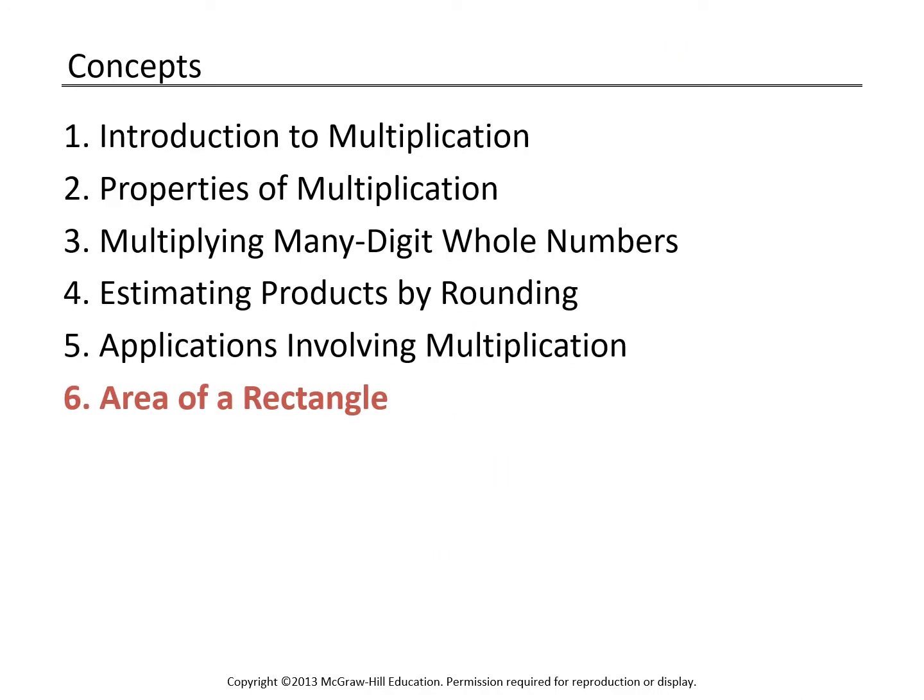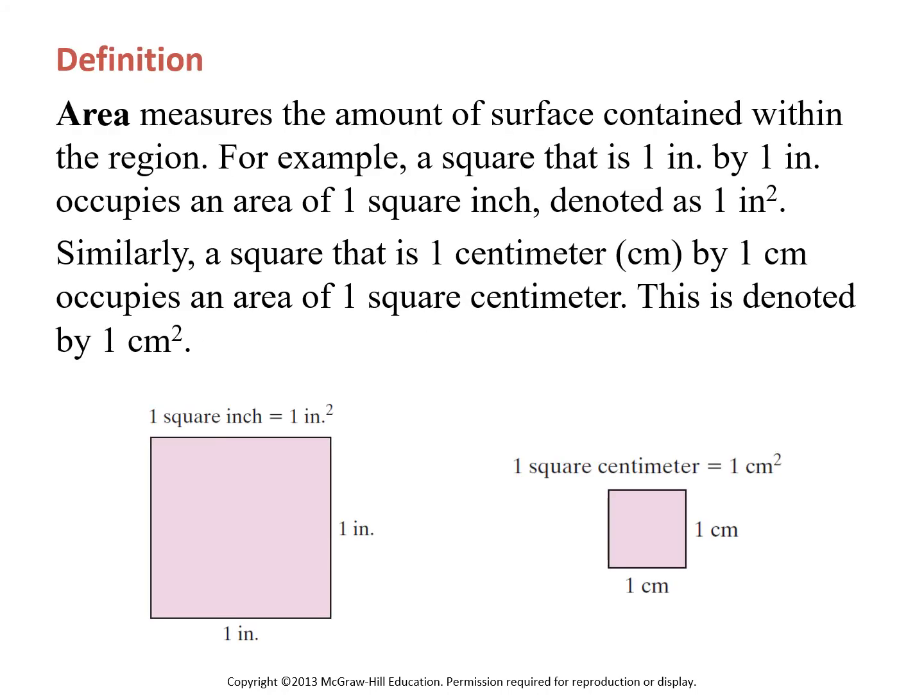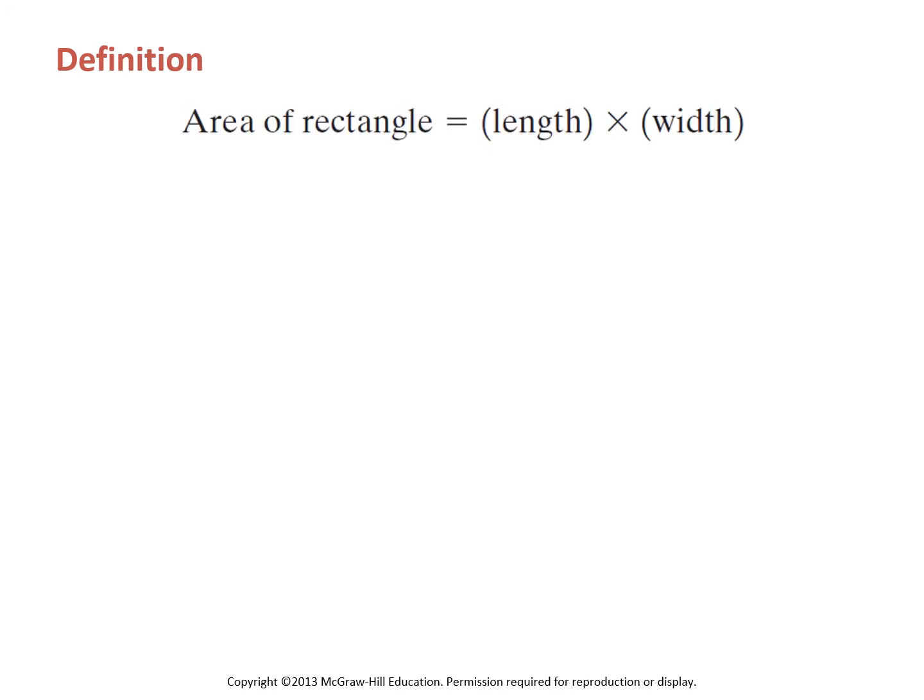And finally, we use multiplication to find the area of a rectangle. The area measures the amount of surface contained within the region. So for example, a square that's 1 inch by 1 inch occupies an area of 1 square inch. So when we multiply inch times inch, we get inch to the second power, which is square inches. 1 centimeter by 1 centimeter gives us an area of 1 square centimeter.